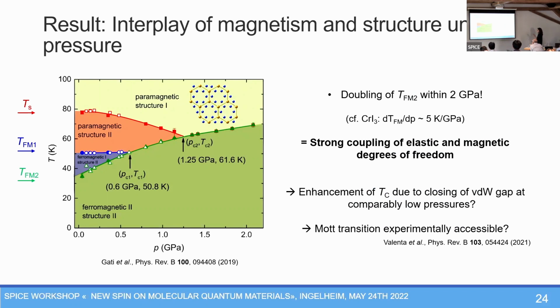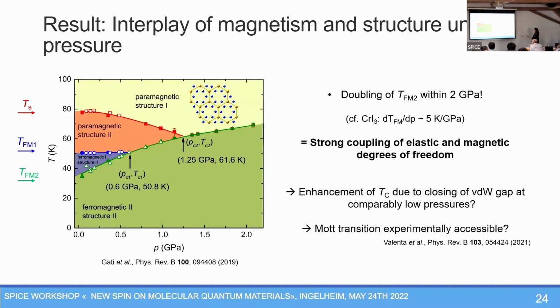So what is remarkable about this phase diagram is, first of all, the fact that there is a ferromagnetic transition, namely the lower one, which we can significantly tune by still very moderate pressures of around 2 GPa. Within 2 GPa we have an increase of 35 Kelvin up to basically 70 Kelvin. If you compare that to other van der Waals systems, like for example chromium triiodide, which has a pressure derivative of around 5 Kelvin per GPa, this is definitely much higher. So this already implies that in this compound we have a very strong coupling of the magnetic and elastic degrees of freedom.